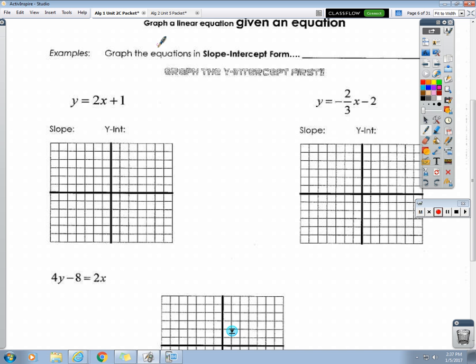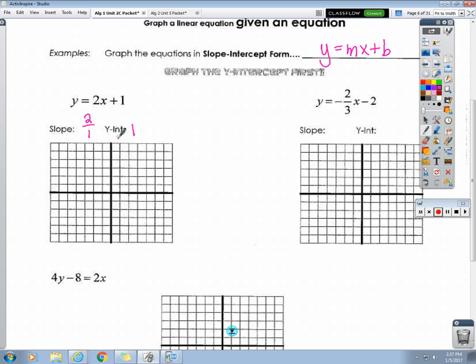Okay, remember, all lines are in the form y equals mx plus b. So, is this one in the form y equals mx plus b? So what's the slope of it? Remember, mx plus b. But since we're getting ready to graph it, don't we need a rise over run? So what should we put the 2 over? 1. What's the y-intercept? So to graph it, what do we do first?